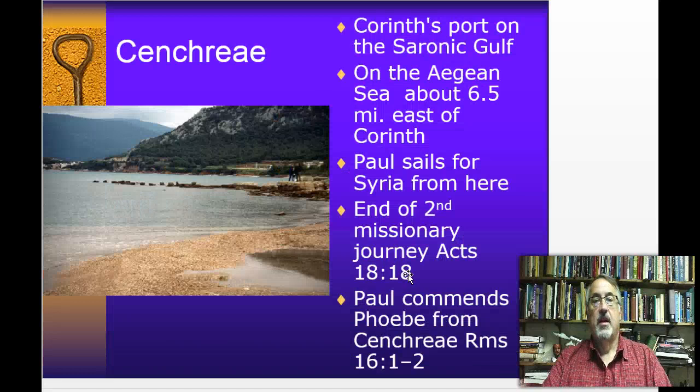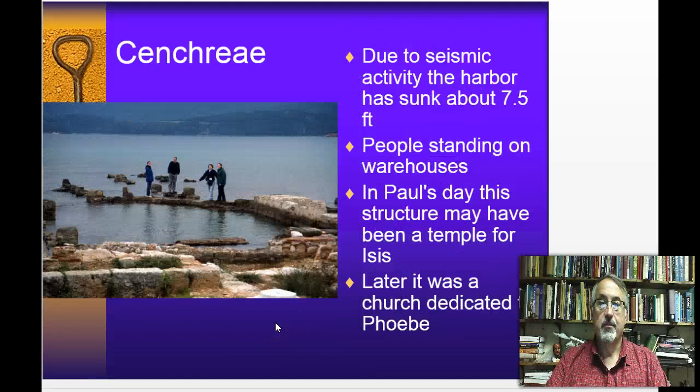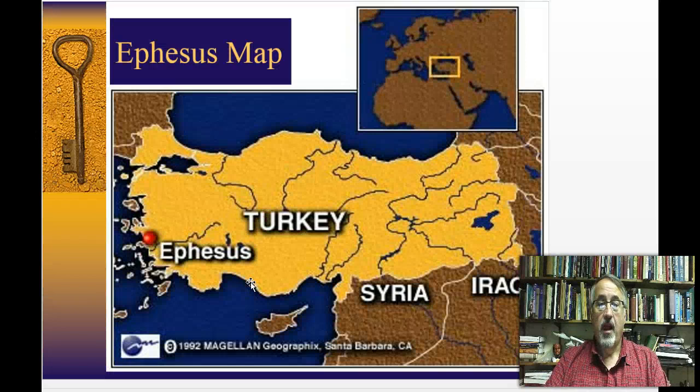Well, Cenchreae, this is one of the harbor towns, a port on the Saronic Gulf. It's on the Aegean, about 6-7 miles from Corinth. Paul sails from here at the end of his second missionary journey, and Paul commends Phoebe, who is from this town, in Romans 16. There have been some excavations here with some tombs, and the harbor has sunk. So here you see some people out on the harbor walls, where the warehouses would have been. Later, there was a church to Phoebe that was dedicated out here. And so then Paul sails across, and we know he goes to Ephesus.